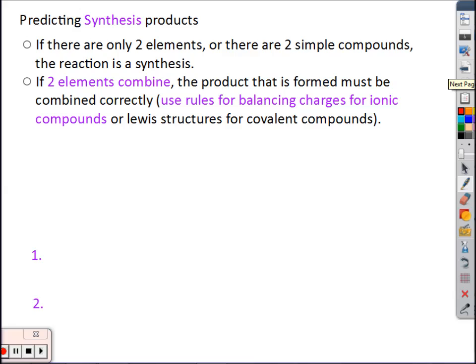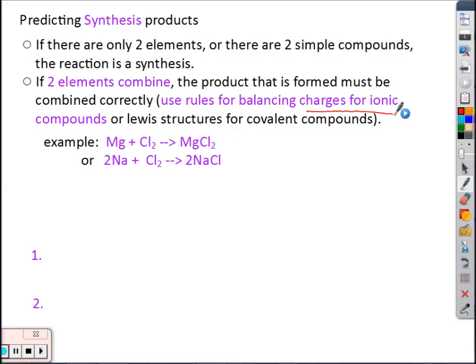Synthesis reactions. If we have only 2 elements or 2 very simple compounds, it's usually a synthesis reaction. Sometimes these are hard to tell apart, synthesis versus single replacement. After we go through more examples, maybe you'll see more of the patterns we're looking for. If 2 elements combine, we have to make sure that they combine correctly. We're looking at the charges, balancing the charges. And again, that's going back to Chapter 5, memorizing your charges, knowing what they are. If it's a covalent compound, you may need to use your Lewis structures. But most of the time we're looking at ionic materials in this section.